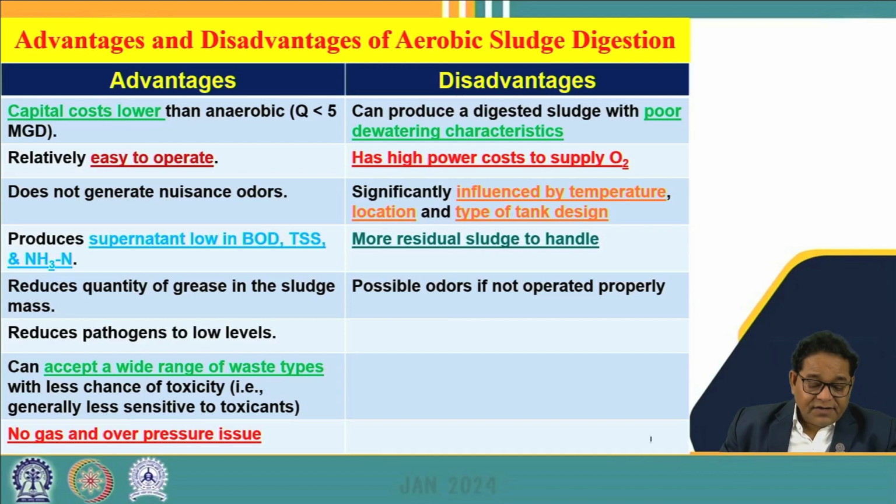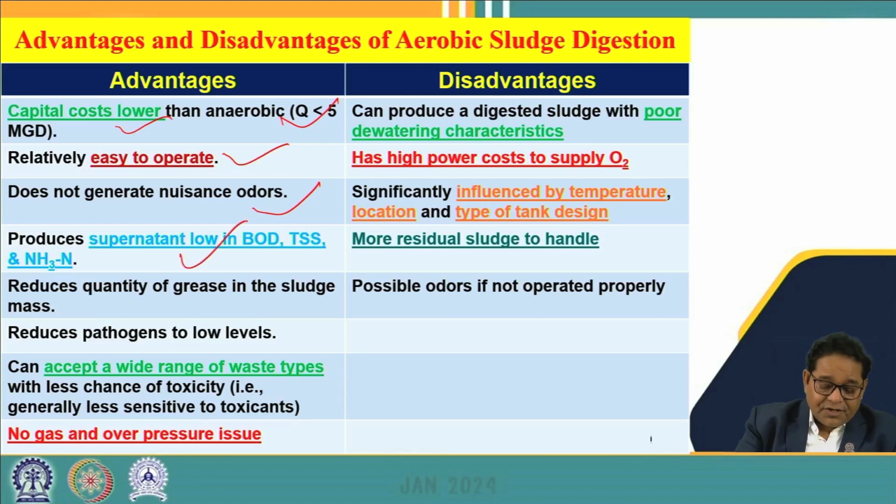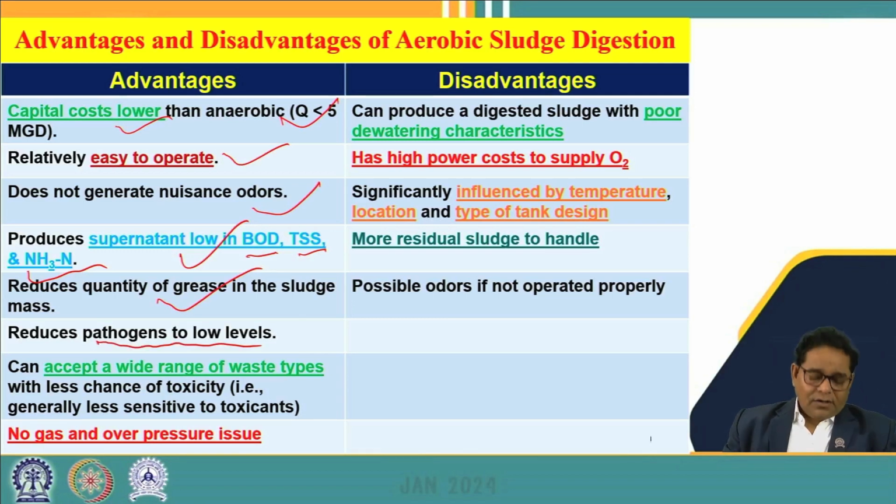So these are the different advantages and disadvantages of the aerobic sludge digestion process. The capital cost for this process is comparatively lower than the anaerobic process for a smaller capacity, like a plant of less than 5 mgd. It is relatively easy to operate, and does not produce any nuisance because no methane is generated in the process. The supernatant is low in BOD, suspended solids and ammoniacal nitrogen concentration, so this produces relatively better quality supernatant compared to the anaerobic digestion process. It can effectively reduce the oil and grease present in the sludge, and also reduces a lot of pathogens present in the sludge mass.